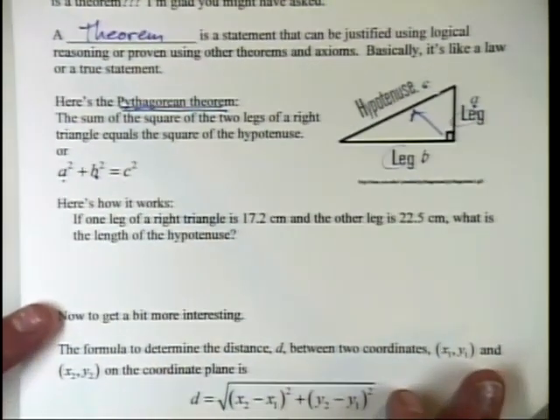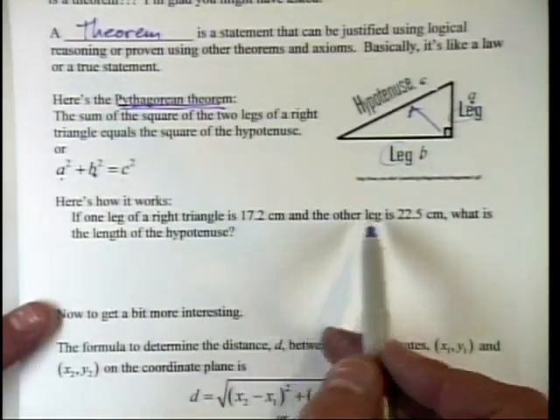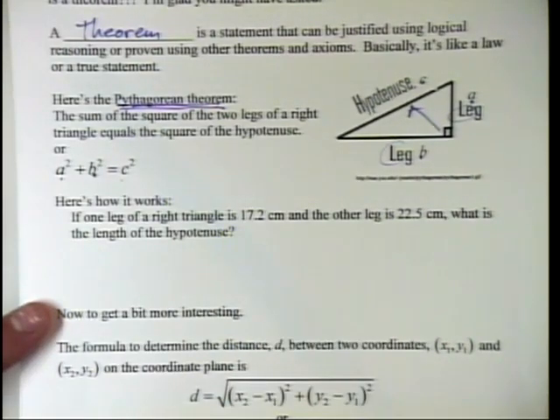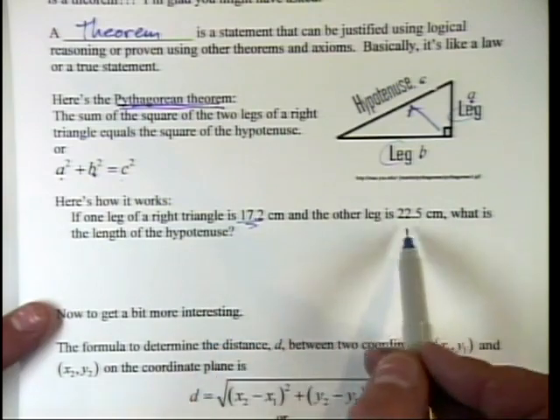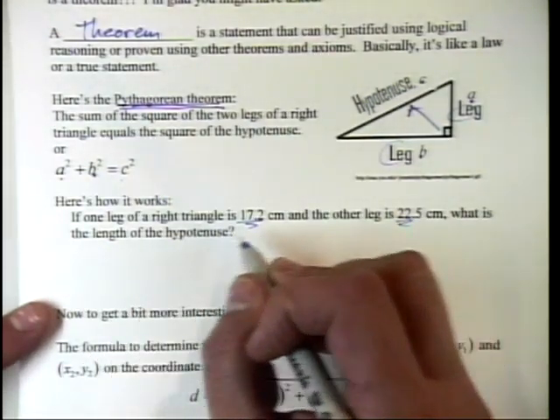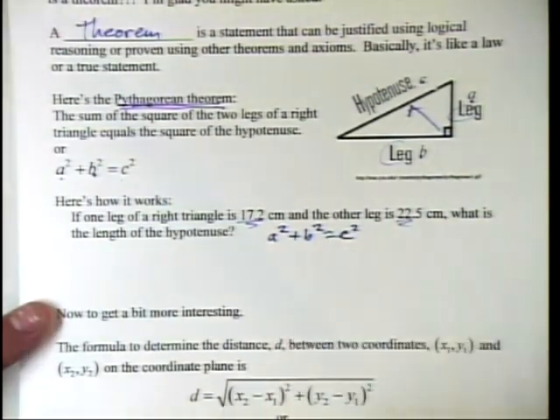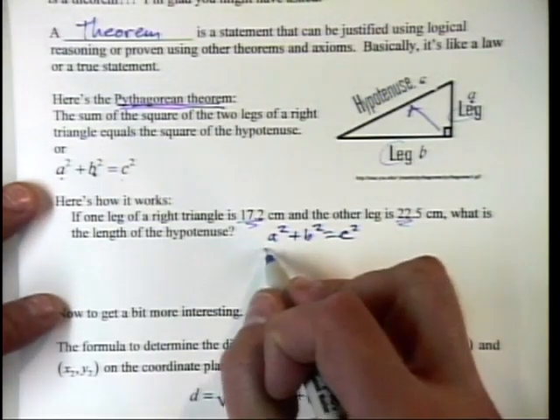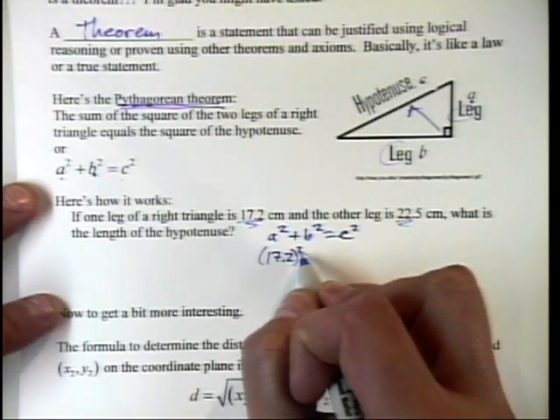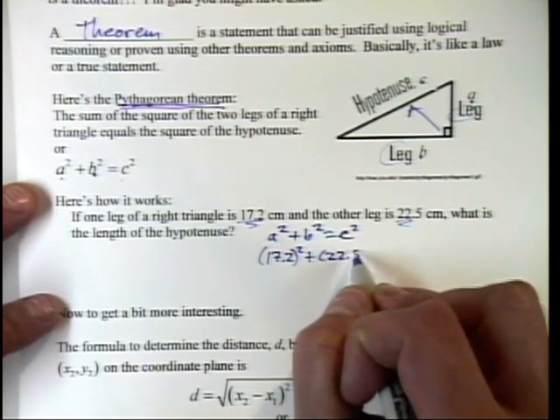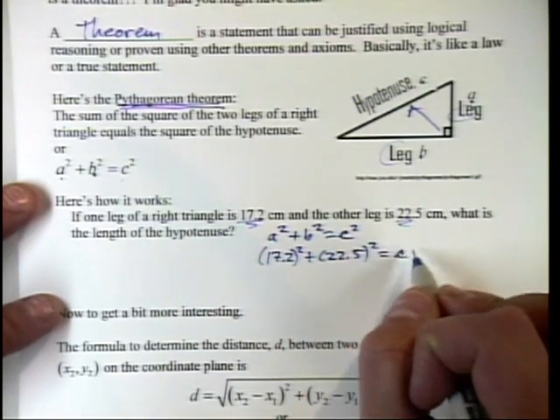If one leg of a right triangle is 17.2 centimeters and the other leg is 22.5 centimeters, what's the length of the hypotenuse, the longest side? So it doesn't matter which one we're calling A and B. Let's just set up the equation. A squared plus B squared equals C squared, where C is the hypotenuse. So I'm going to get 17.2 squared plus 22.5 squared, and that's going to equal C squared.